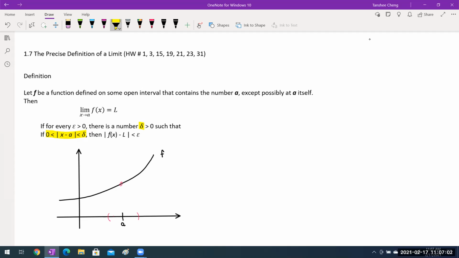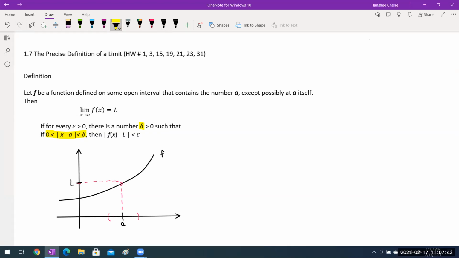So in mathematical statements, when x is very, very close to a, the distance from a to x will be a very, very tiny number, delta. So if this is a, and then it reflects to my other axis, and let's say this is my L. When the x value is very, very close to a, what happens? That reflects to the graph, and the graph reflects to the value for us.